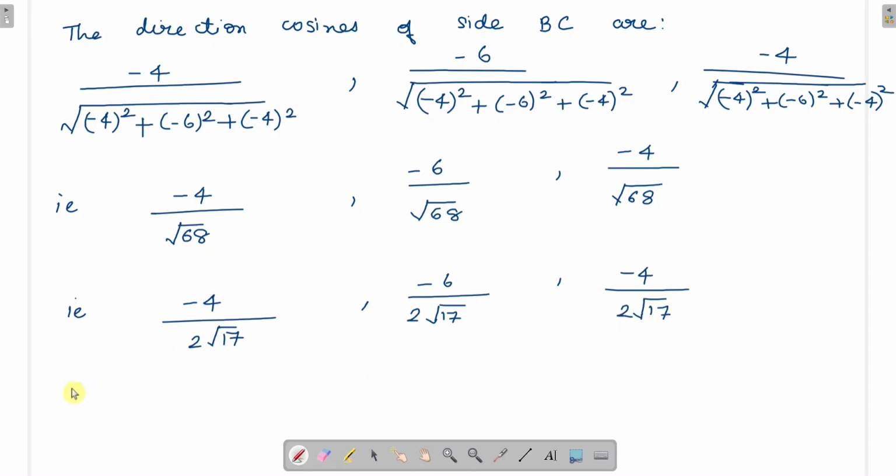Okay, so that is, so 2 on the 2, 2 to the 4, so minus 2 by root 17, then minus 3 by root 17 and minus 2 by root 17. Okay, these are the direction cosines of the second side. Now we will find direction cosines of the third side CA.